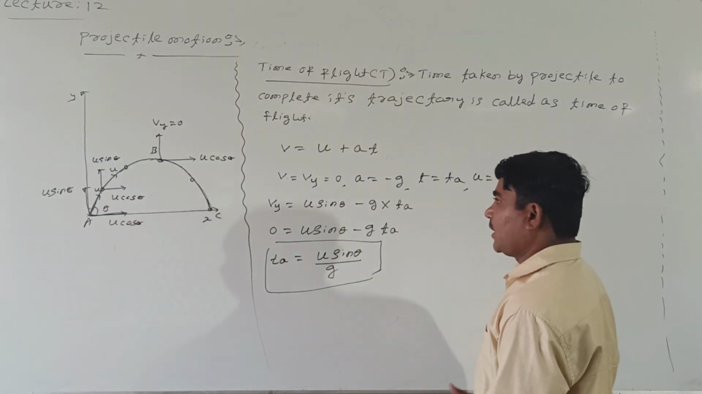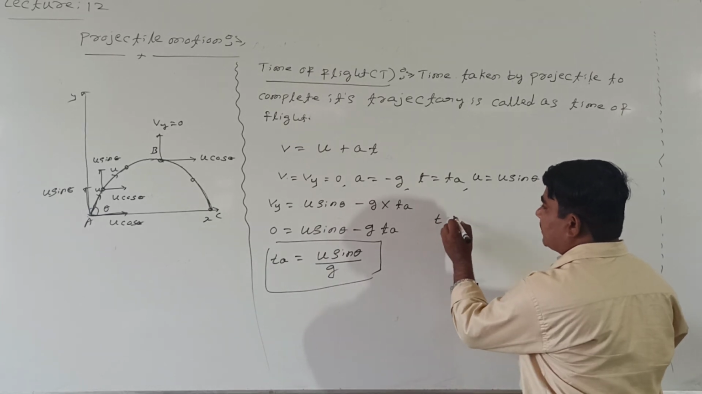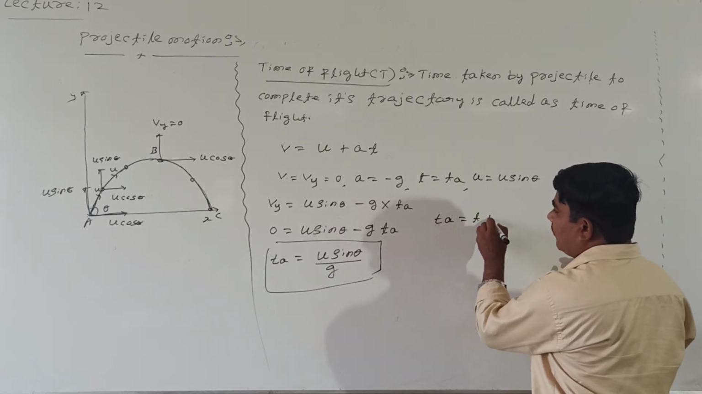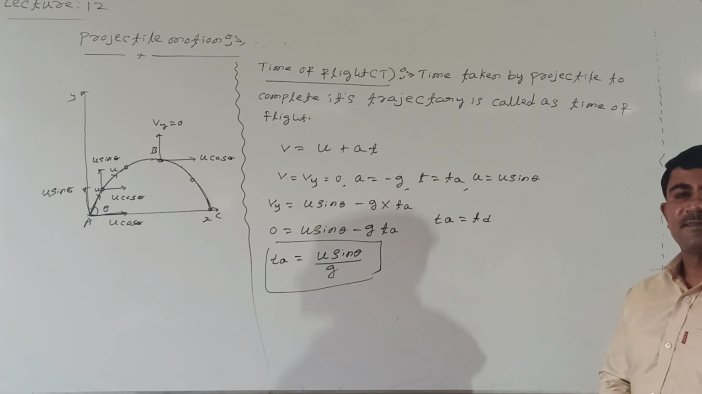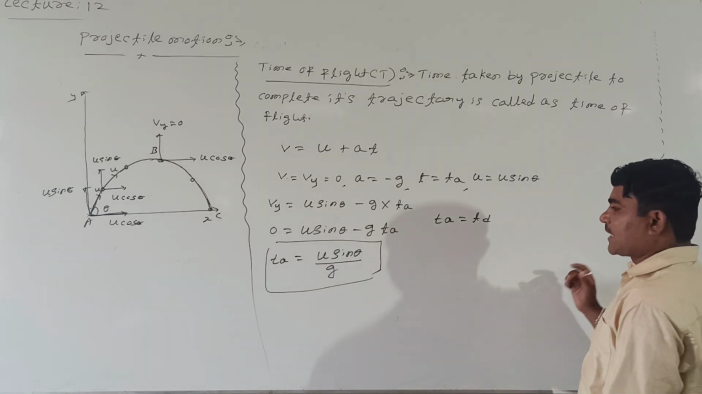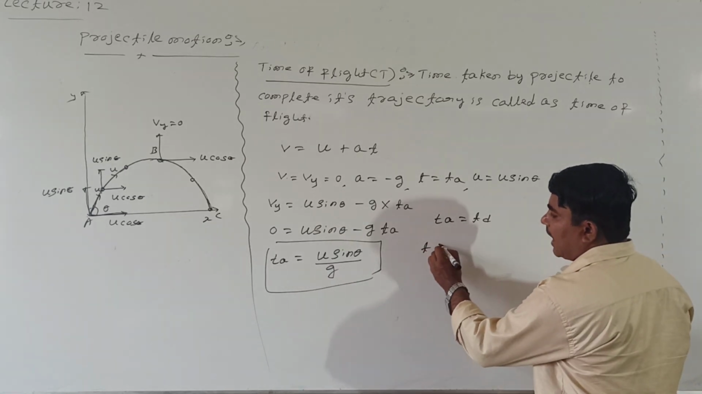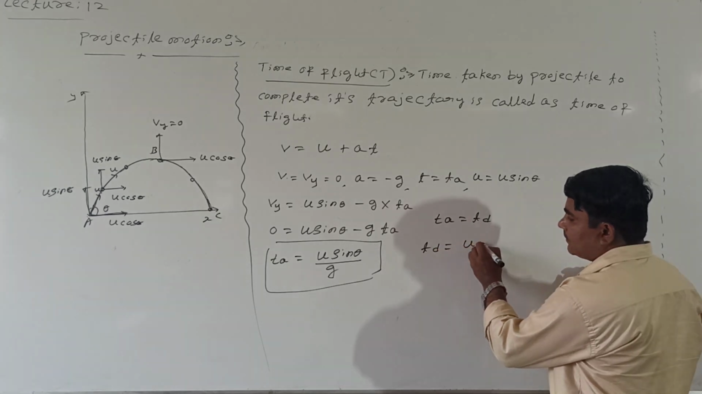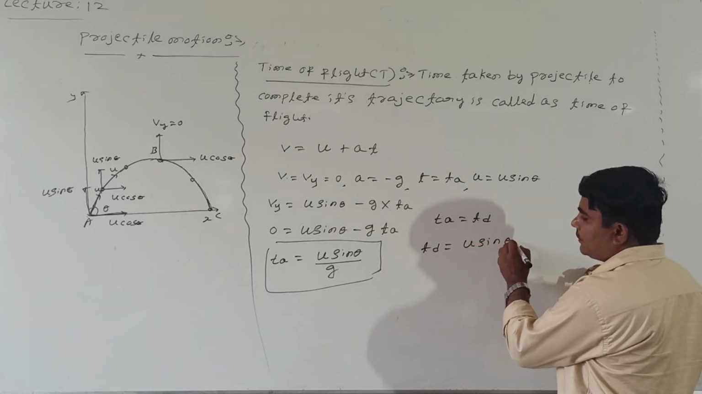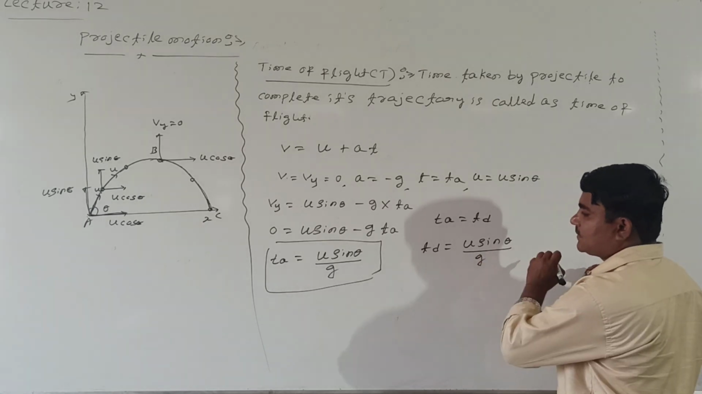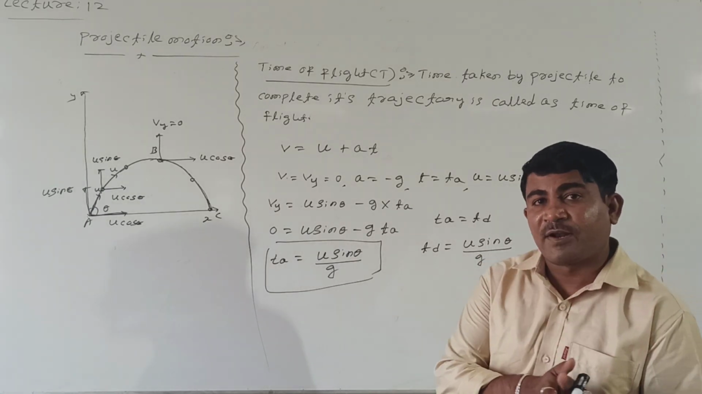Directly what you can call the time of ascent. Time of ascent must be equal to time of descent, right? Then shall I do the time of descent directly? The time of descent can be written how much? Again u sin theta divided by g value.